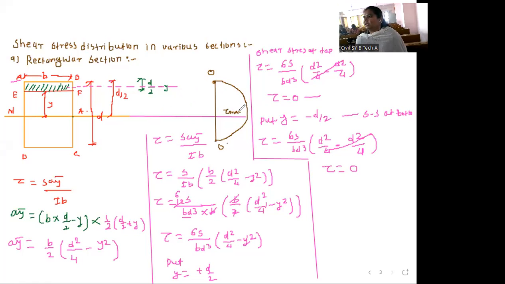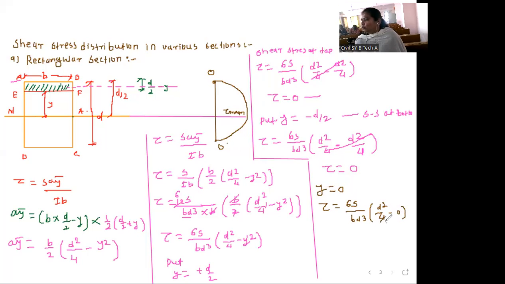So this is the tau max. From this we will write tau, and after that we will put y equal to 0. If I put y equal to 0, then tau is equal to 6s divided by bd cube, in bracket d square by 4 minus the value of y square, which is 0.